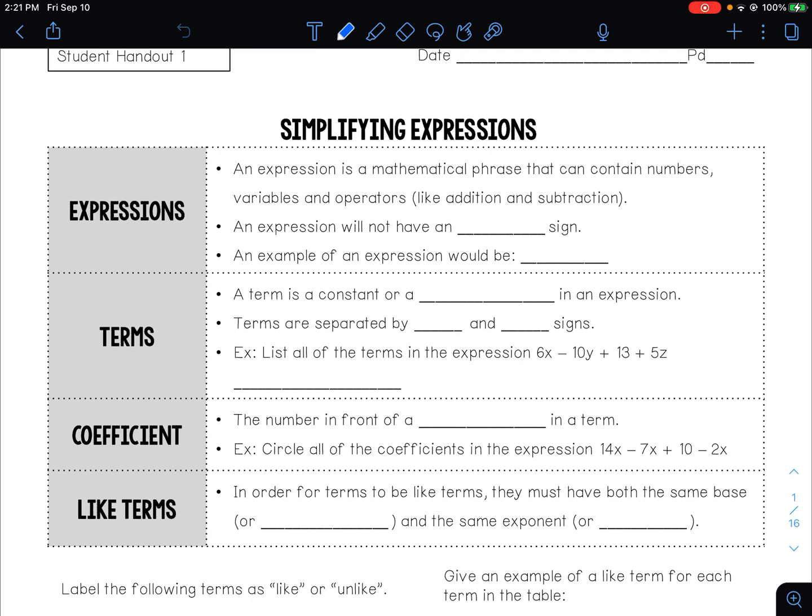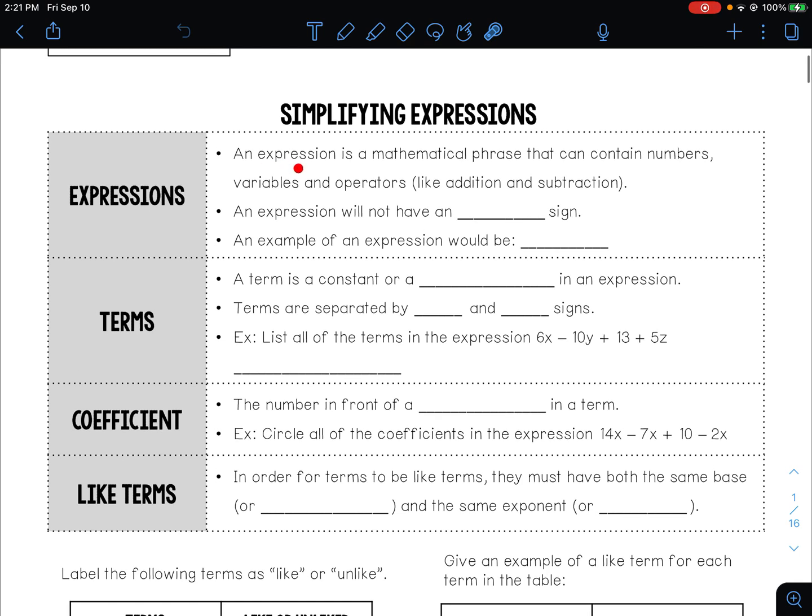In this video, we're going to go over how to simplify expressions. Let's begin. What is an expression? An expression is a mathematical phrase that contains numbers, variables, and operators like addition and subtraction.